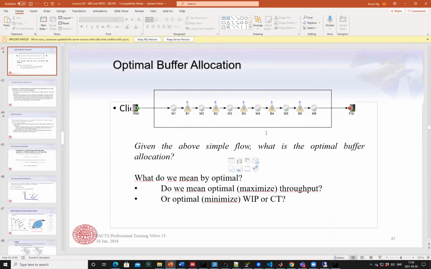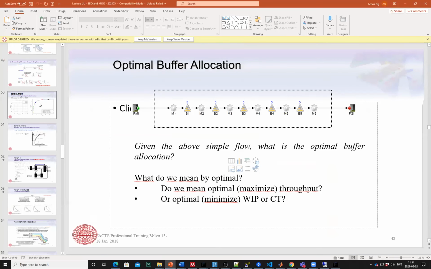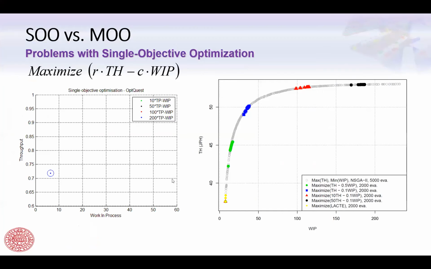I think the line simply looks like this one. So it's a very simple line doing buffer optimization. And then we have two objectives. One is the throughput, another one is the work in process. Now, on the left-hand side, I will show you an animation. And this animation comes from four optimizations in different colors.